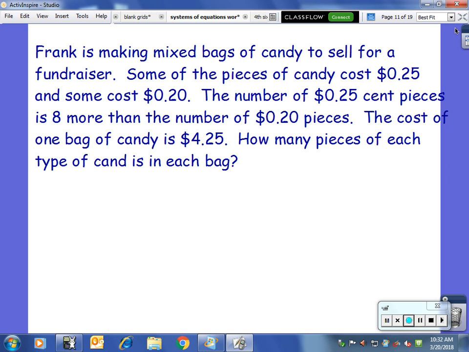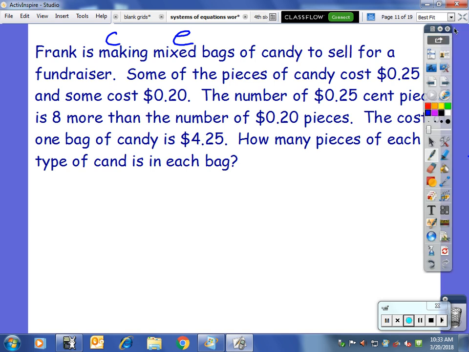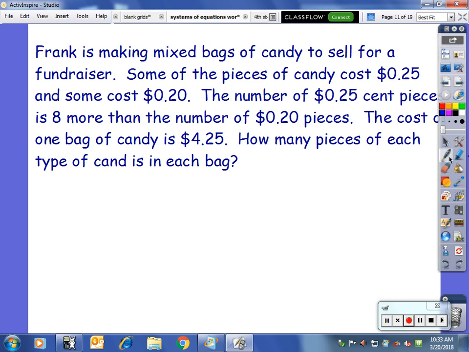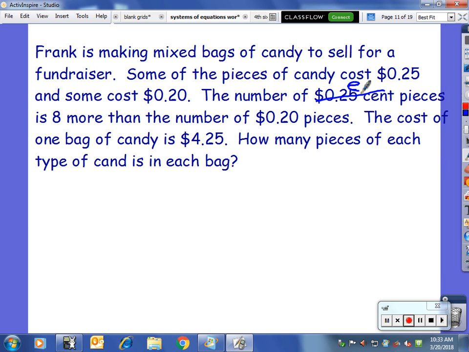On ones like this, I make up my own variables. 2 different prices, so I call them C and E for cheaper or cheap and expensive. Okay, now, and then I go back through and kind of reread it using the letters C and E. So instead of the number of 25-cent pieces, I read that as the number of E pieces, the expensive pieces, is 8 more than the number of cheap pieces. That makes it easier to me.